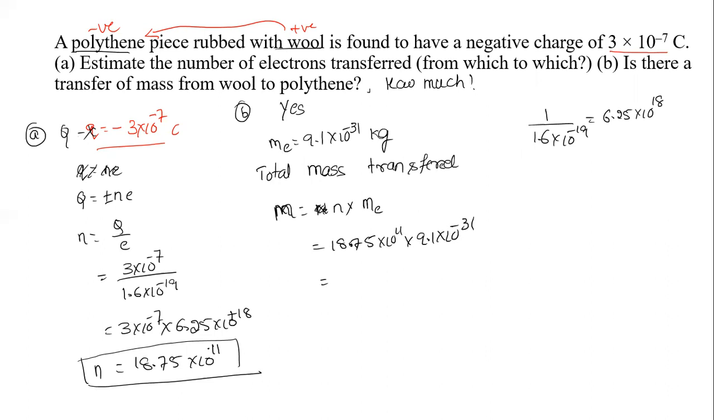So 18.75 multiplied by 9.1 will give us 170.625 into 10 power, plus 11 minus 31. You get about 10 power -20 kg. Of course, it is a very small value, but there is a transfer. So this is regarding what now? The question is based on properties of charges.